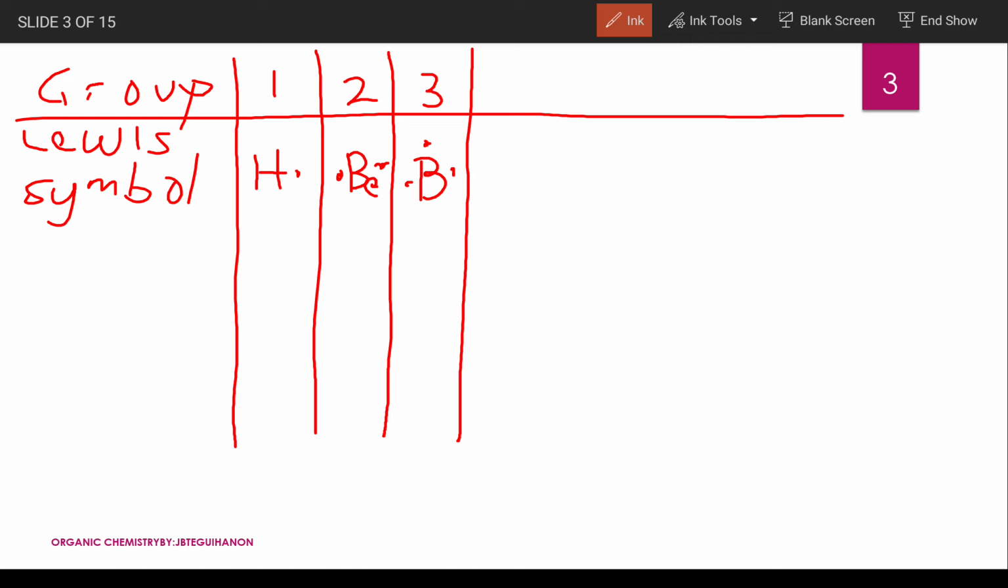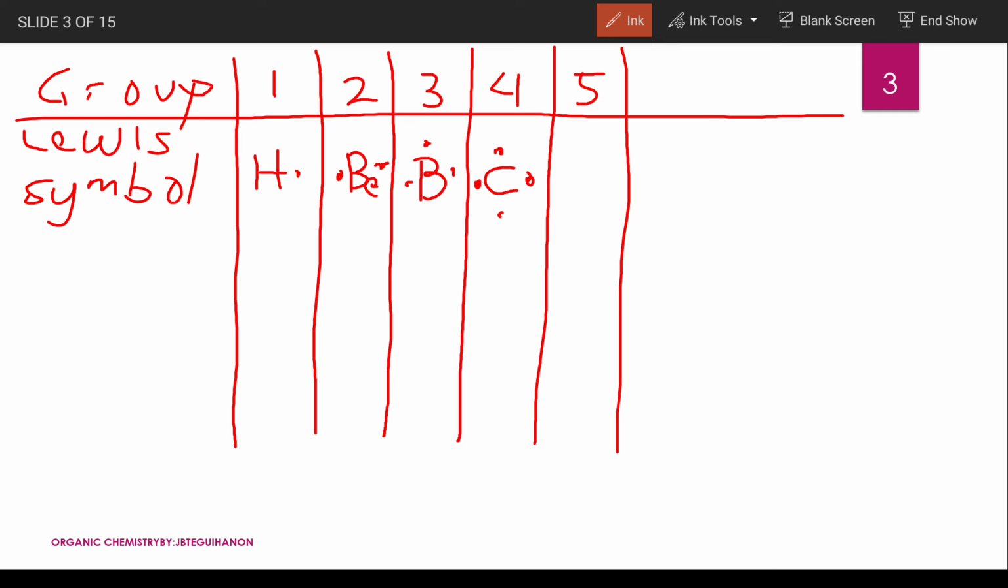And then in group 4 you will have C with a Lewis symbol of dot, dot, dot, dot. And then in group 5 you will have N, nitrogen, with a Lewis symbol of two dots at top, one dot here, one dot there, and down here.